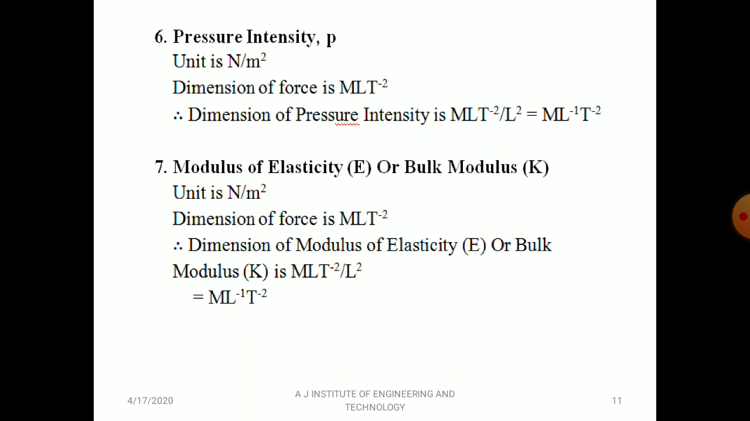Next, modulus of elasticity, that is represented by capital E, or bulk modulus represented by capital K. So unit of bulk modulus or modulus of elasticity is same as that of pressure intensity, that is Newton per meter square. Dimension of force is M into L into T to the power minus 2. Therefore dimension of modulus of elasticity, or bulk modulus, is M into L into T to the power minus 2 divided by L square, because unit is Newton per meter square. So overall dimension becomes M into L to the power minus 1 into T to the power minus 2. So that is the dimension for modulus of elasticity or bulk modulus.